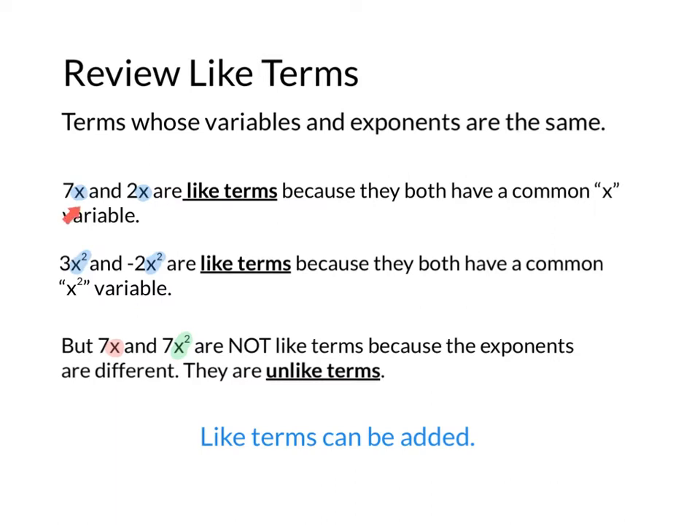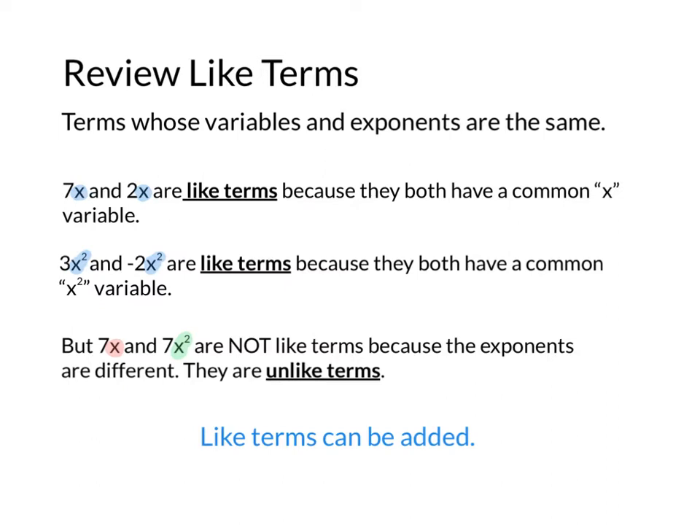Look at what I've highlighted in blue. Notice that both monomials have an x. 7x and 2x are called like terms because they both have a common x variable. You may have a variable with an exponent other than 1, like x to the second power, or we would say x squared. Because they're the same, they are called like terms. They both have a common x squared variable.